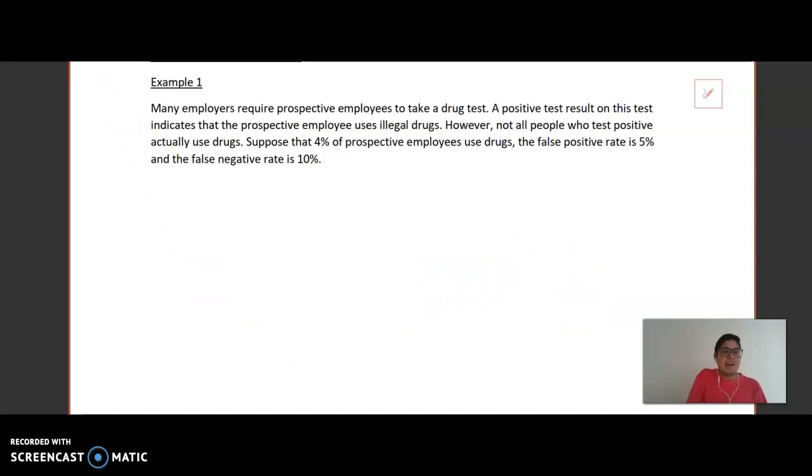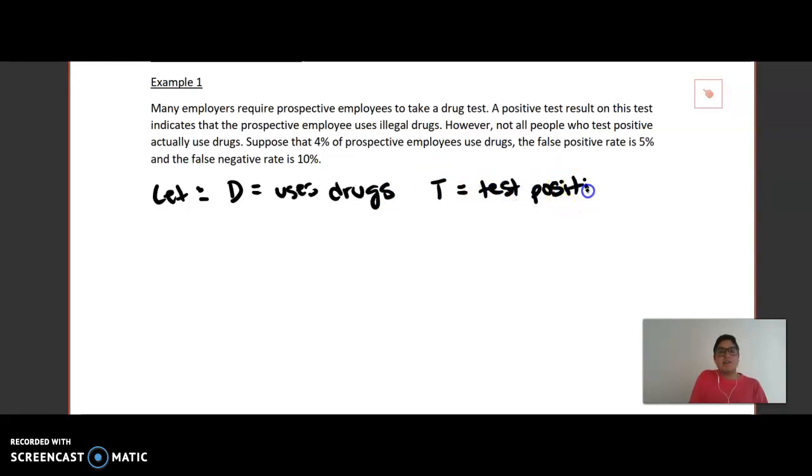So again, we need to define our events. So we are going to use the following. Let's go with D for that the employee uses drugs, and we're going to let event T be that they test positive. So those are our two events here. So we have to look, right? What happens first? Do they test positive and then they use drugs? Or do they use drugs and then they test positive?